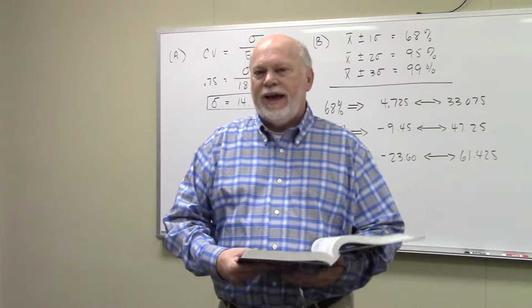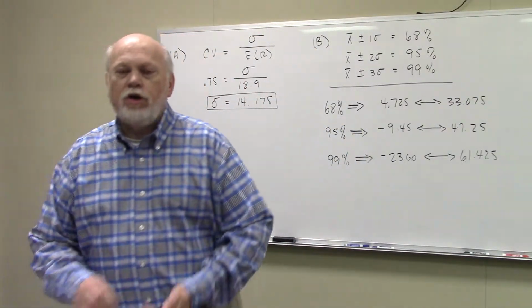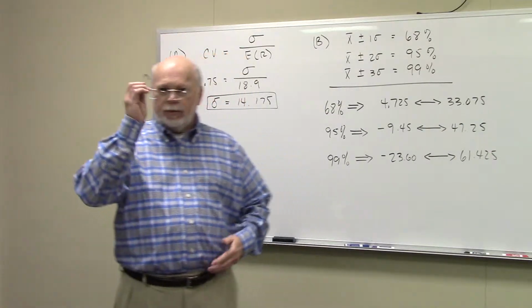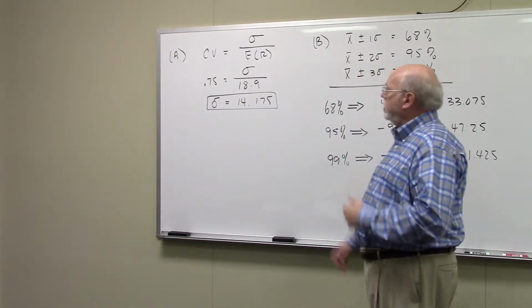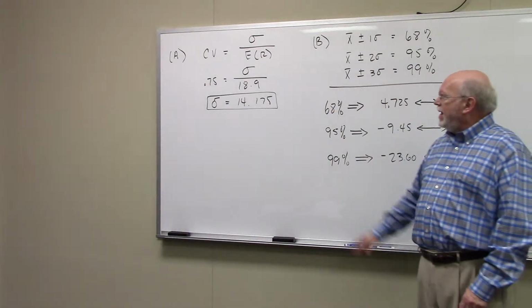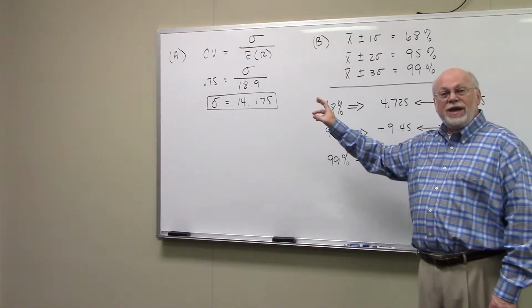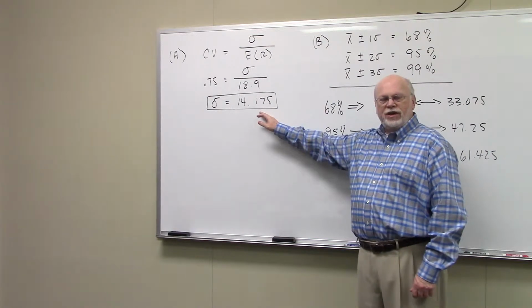The C part, they ask you to draw something. I'm not going to ask you to draw anything, but we're going to do parts A and B of this problem here. Now, in this particular problem, they give us the coefficient of variation, and they give us the expected return, the mean of the distribution. And then they ask us, what's the standard deviation?